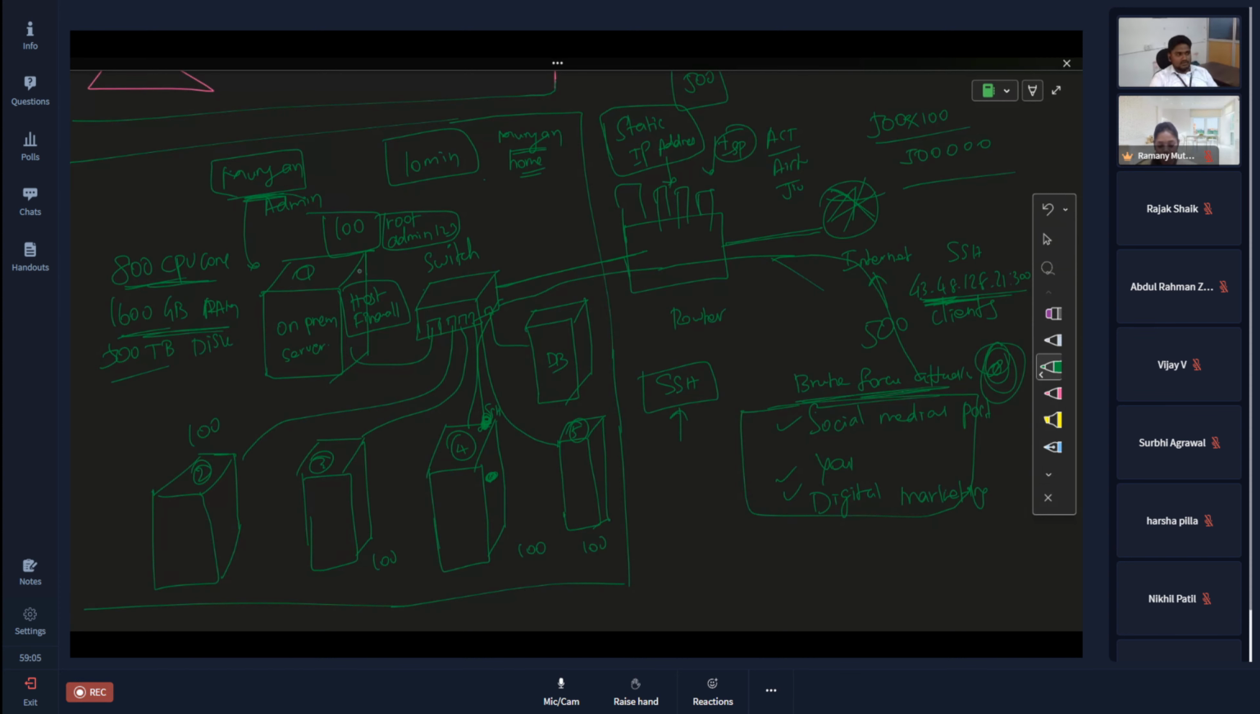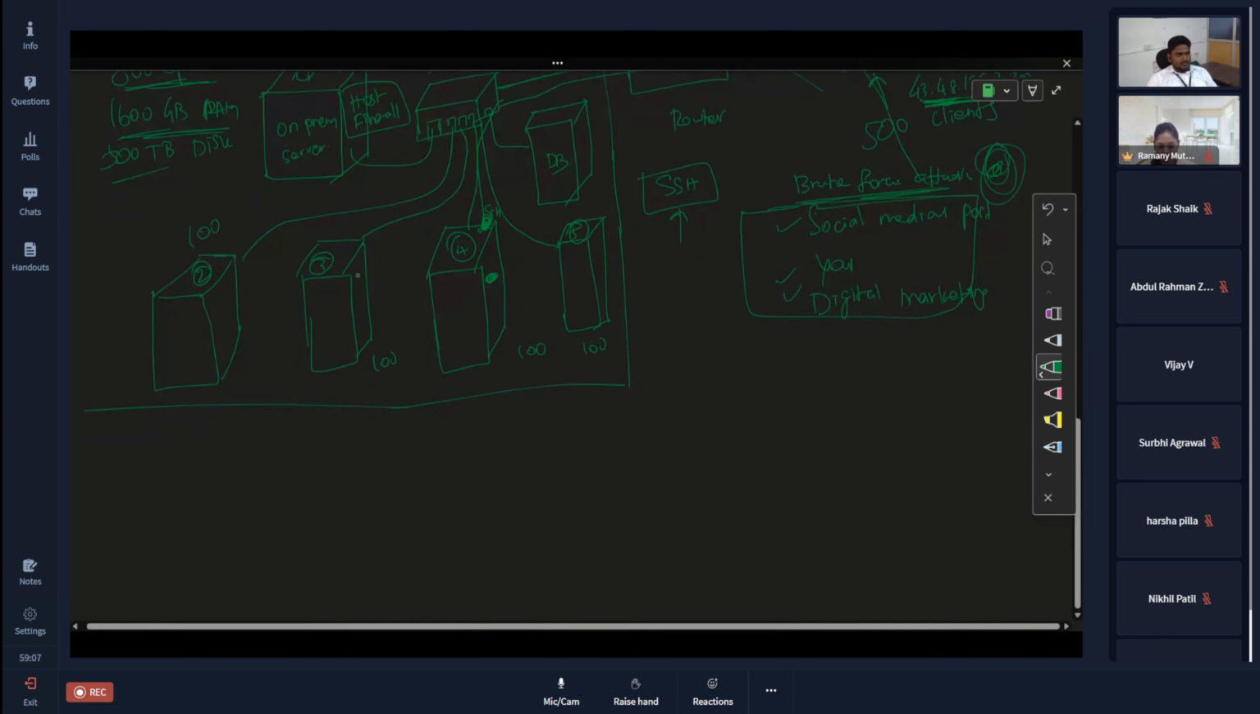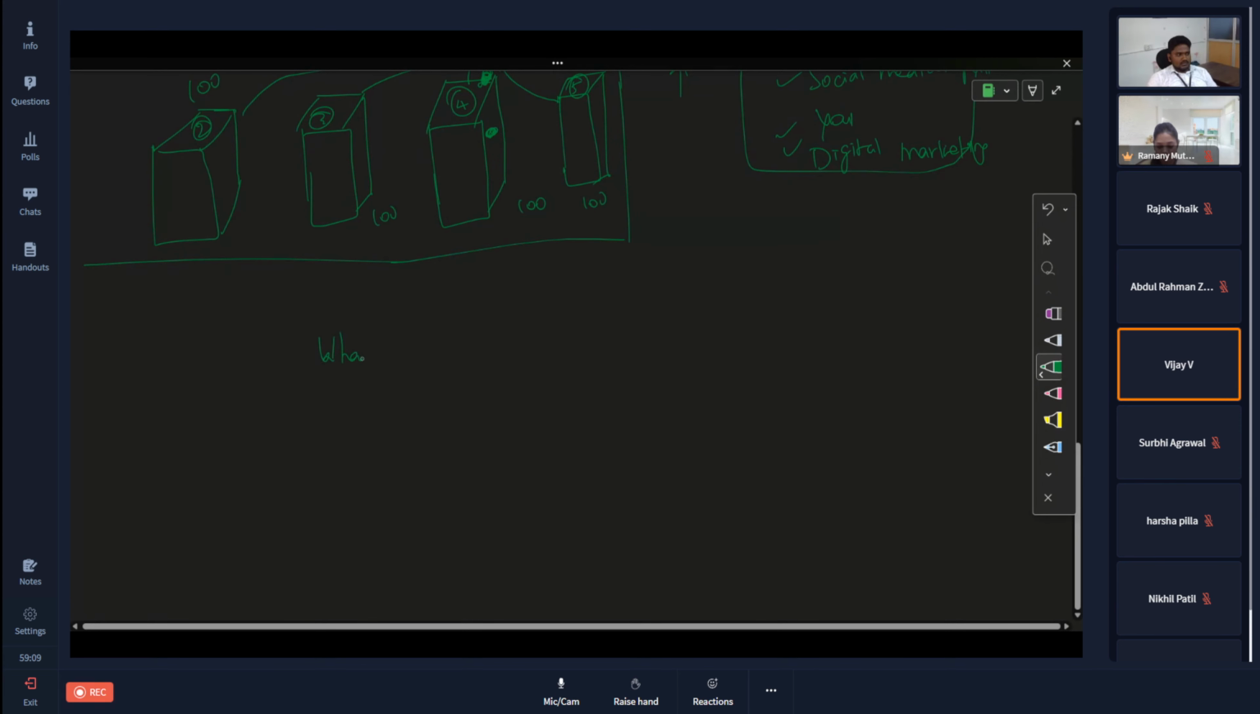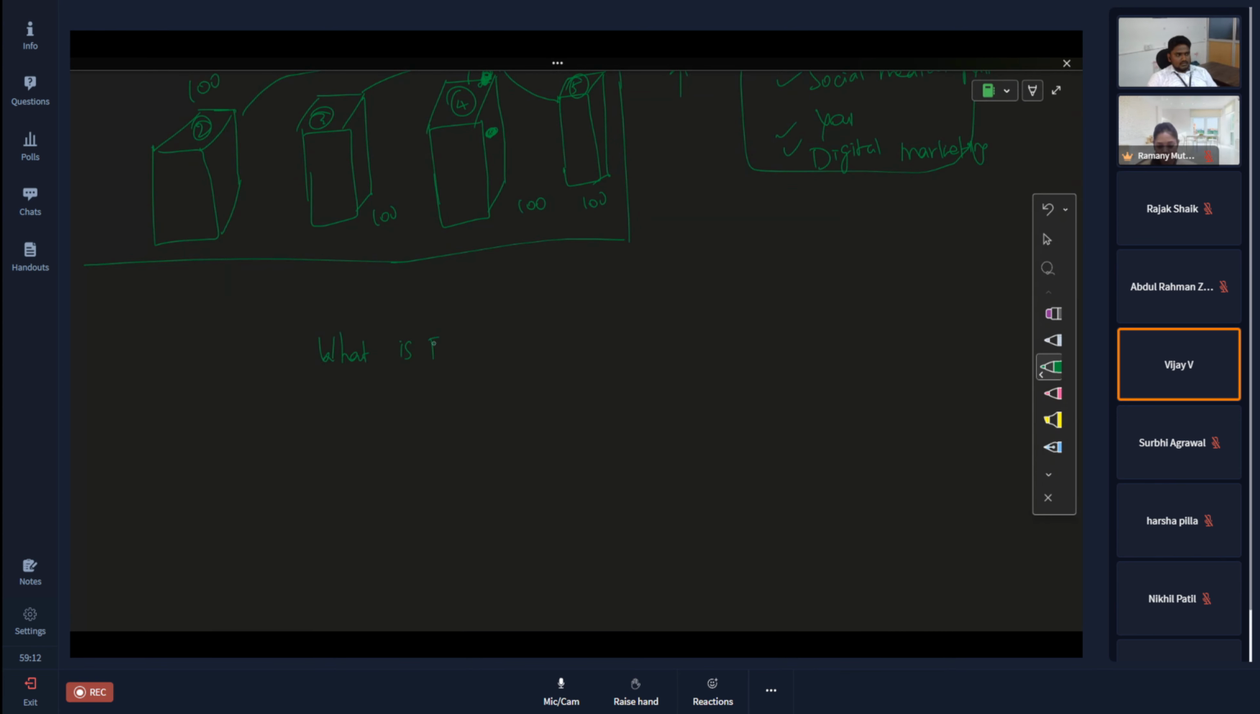First of all, what is a firewall? A firewall is a security measure we have to use. It blocks some threats. So what does it block? It blocks traffic from the internal network to the outside world. Yes. Okay. Any other answers?